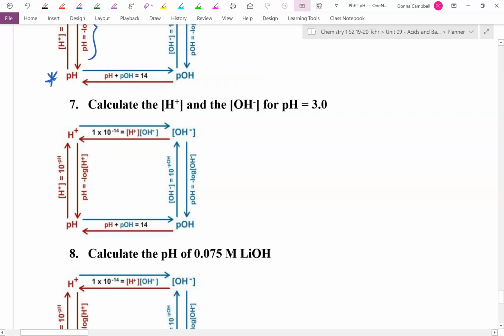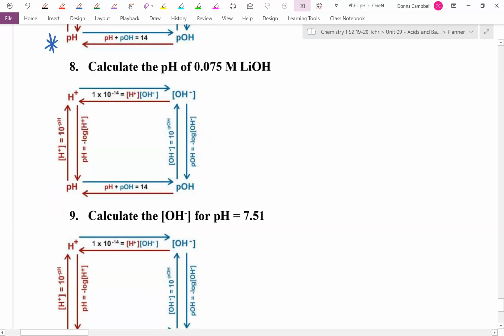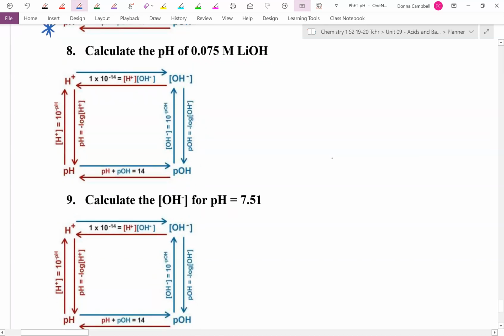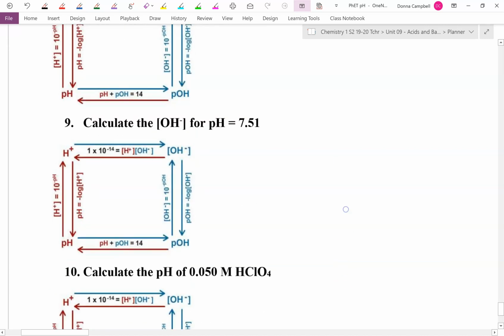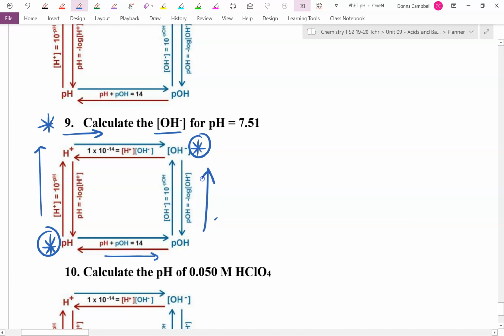Okay, so we want the H plus and the OH from a pH. So that's going from here to here and also to here. So I would go up first and then over. Okay, we've seen this one. So even though we've seen all of them, let's do one more that's kind of hard. This number 9. So we're going to calculate the OH minus from the pH. Remember, we can go up and over, across, and up.